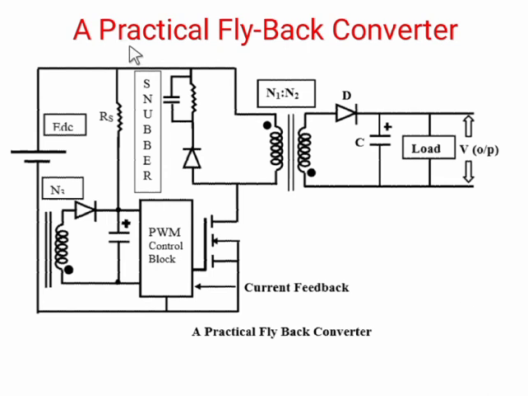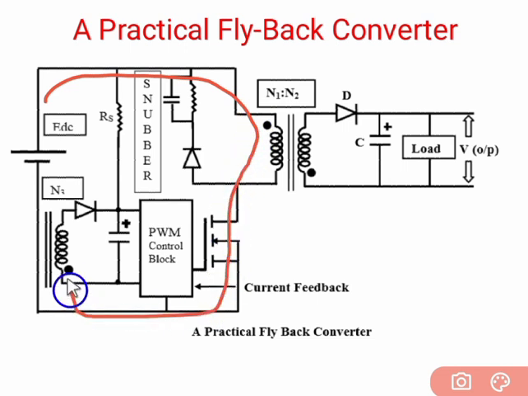So this is the practical flyback converter. In this converter a diode is connected. When the switch is turned on, current flows from the source through the primary winding and the switch. So in this mode the energy is stored in the primary winding. When this switch is turned off, it is open circuited.